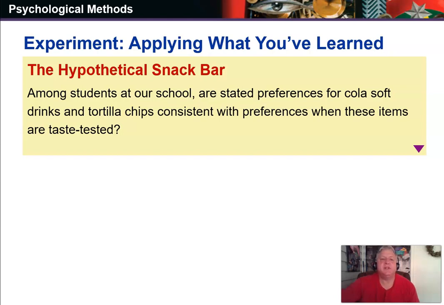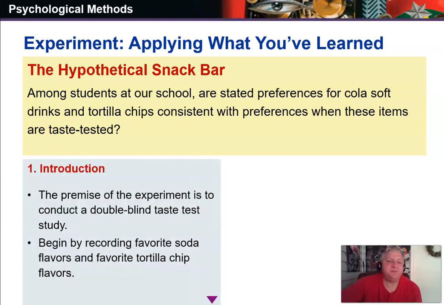So we could do, or you could do, this experiment. You might be able to do this at home if you have enough members of your family. We could do this at school if we had the opportunity. Among students at our school are stated preferences for cola, soft drinks, and tortilla chips, consistent with preferences when they are taste tested, the famous Coca-Cola or Pepsi challenge. The premise of the experiment is to conduct a double-blind taste test study.